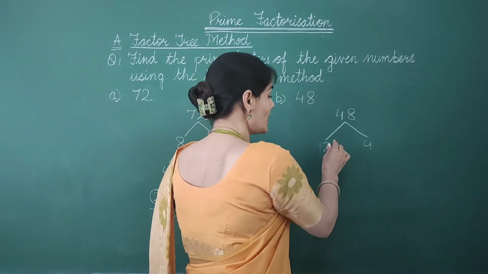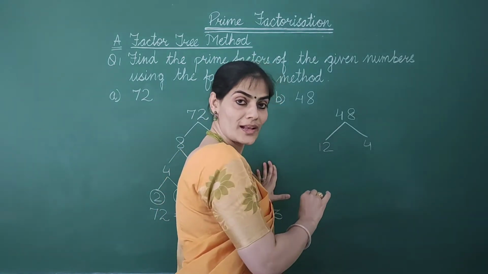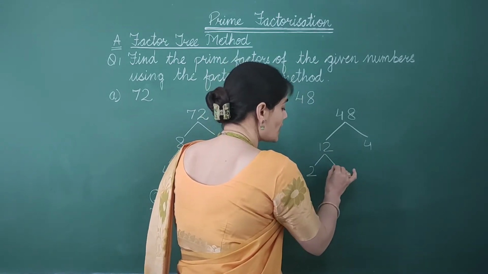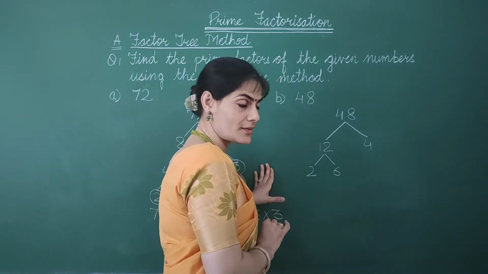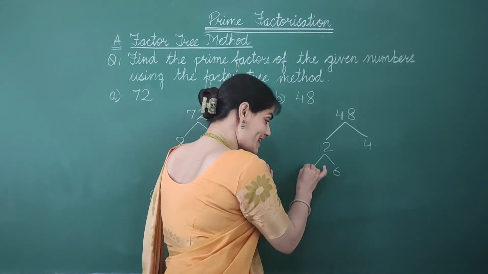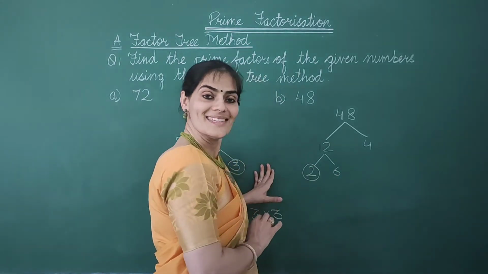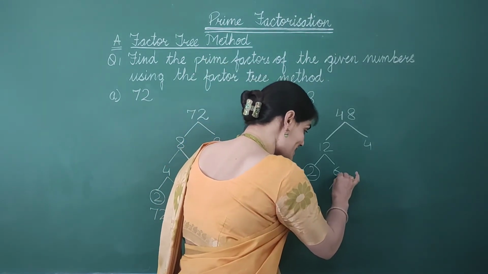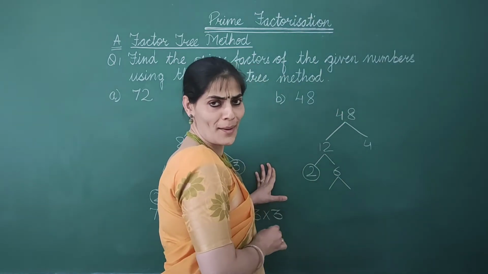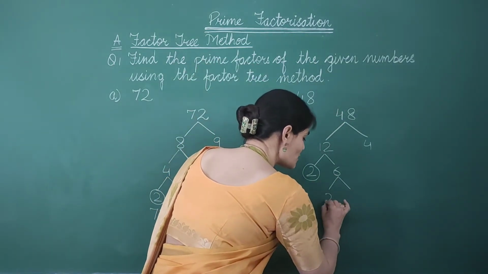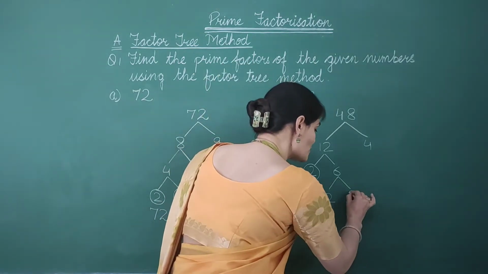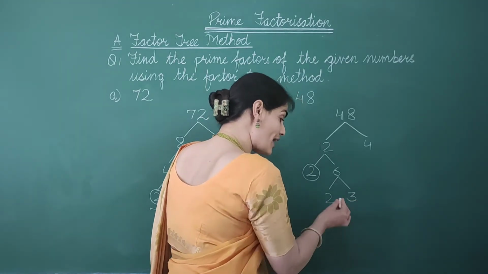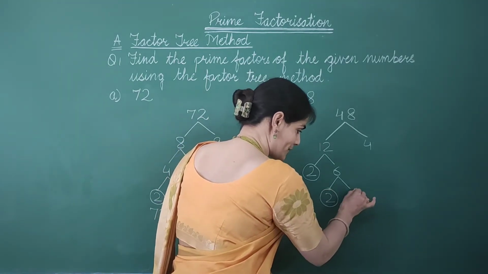So I start breaking the first composite factor, which is 12. So let's write 12 as the product of two numbers. So 2 times 6 will give me 12. And what do I find? That 2 is a prime factor. So I circle it. Now we are left with 6. So let's write 6 as a product of any two numbers. So those two numbers that strike my mind are 2 into 3, which is equal to 6. And both these factors are prime factors, so we will circle them.